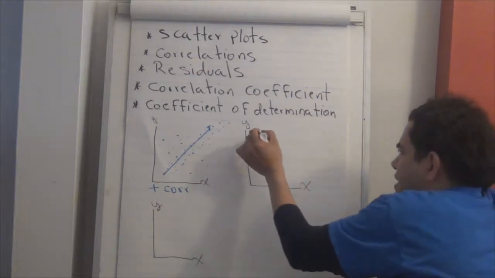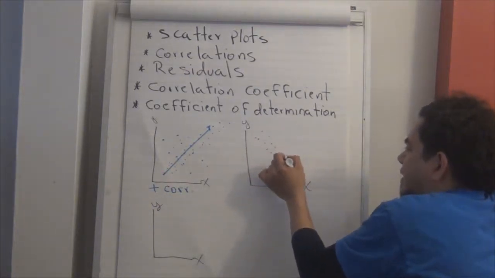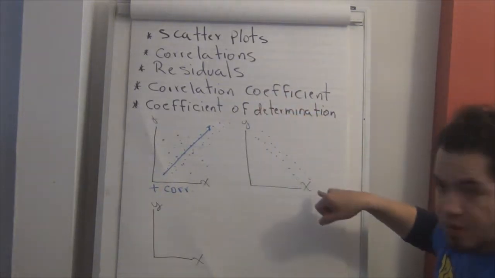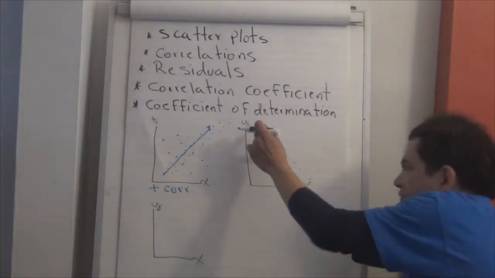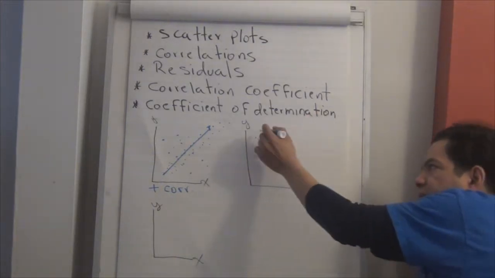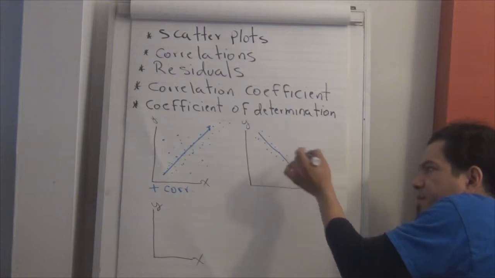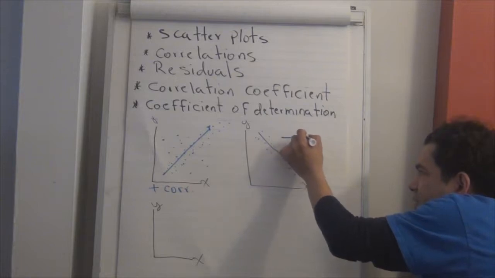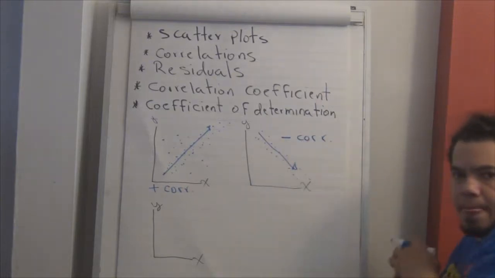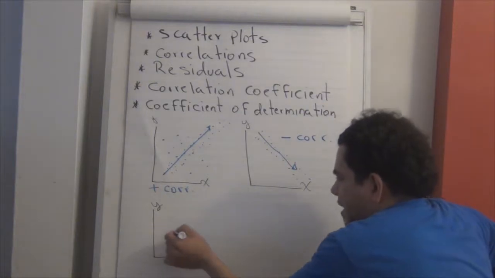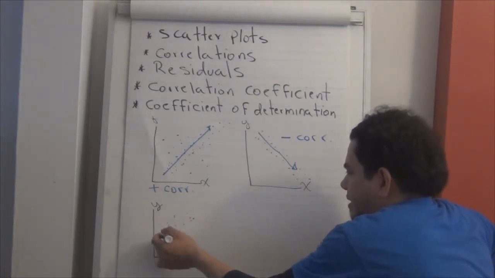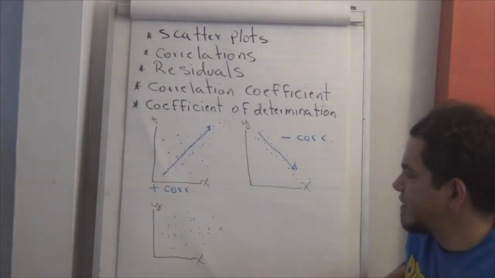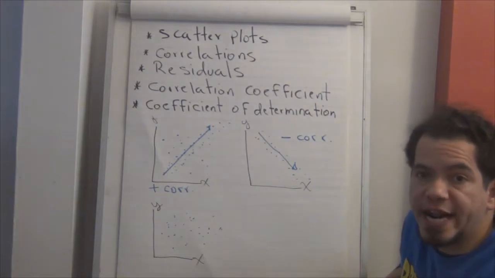Let's say the points are actually going like this. Notice that the trend is going down to the right. It's negative. The line that best fits is going to be this way, a straight line. Here we say that this is a negative correlation. Now, if your dots are scattered all over the place and you have no idea where to go, then we say that they have no correlation.